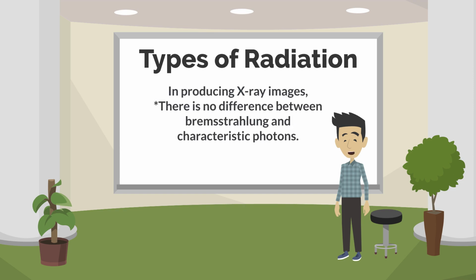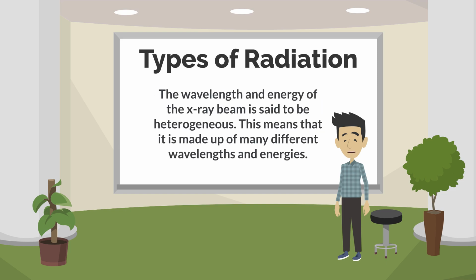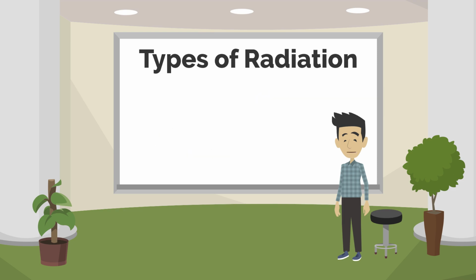In producing X-ray images, there is no difference between Bremsstrahlung and characteristic photons. They are produced by different interactions of the incoming electrons in the anode. Technically, this cannot be controlled. The primary X-ray beam is made up of both Bremsstrahlung and characteristic radiation. The wavelength and energy of the X-ray beam is said to be heterogeneous. This means that it is made up of many different wavelengths and energies.